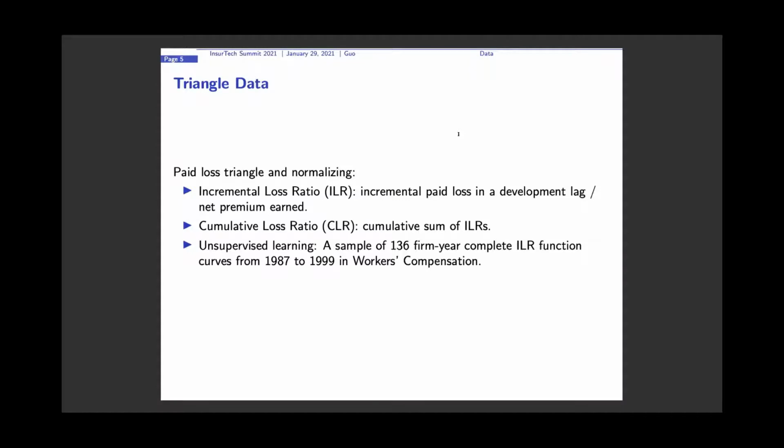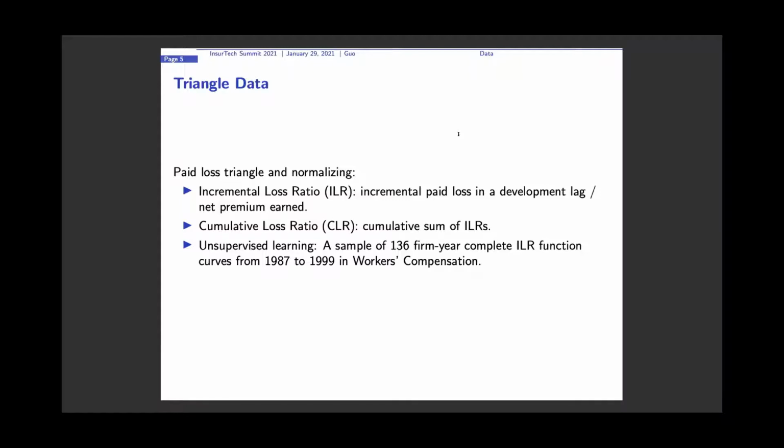Right, let's go into the data. We mainly look at the paid loss triangle data for the workers' compensation business, and we obtain two very familiar variables. Incremental loss ratios divide the incremental paid loss in each of the development lags by the net premium earned. So by normalizing across the company and across the development years, we get comparable results between observations. And later, cumulative loss ratios, the cumulative sum of ILRs, will be used for the loss reserving model.